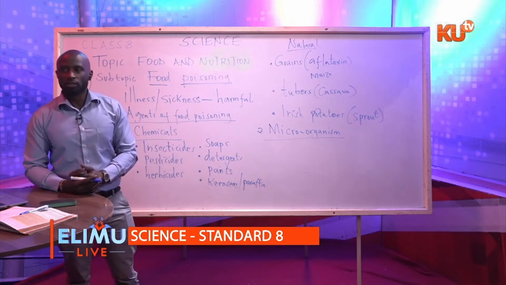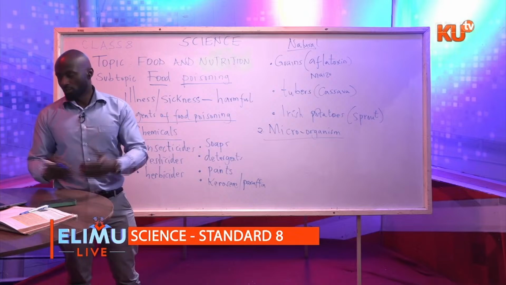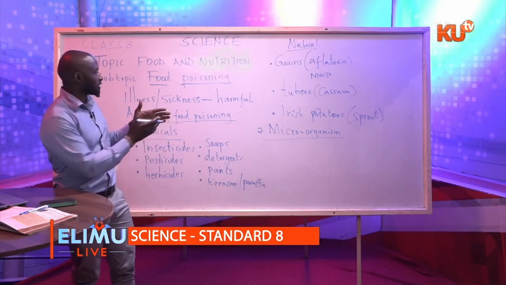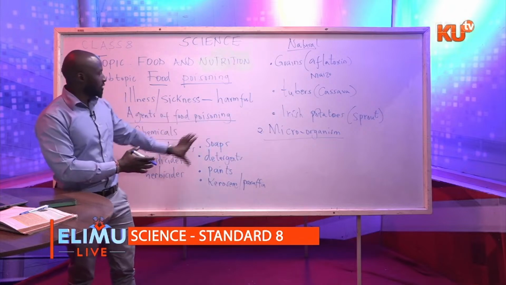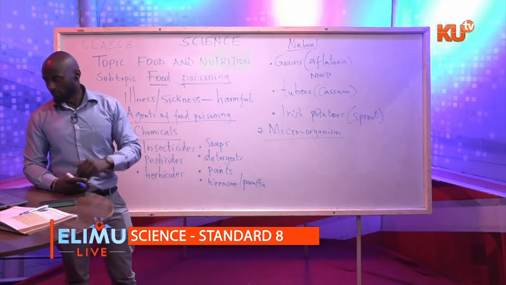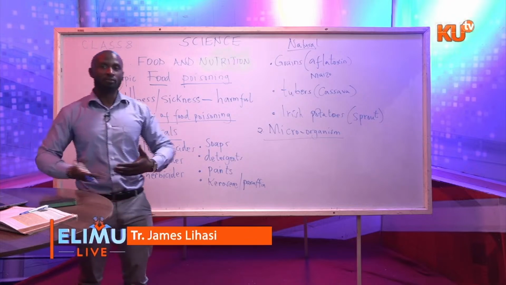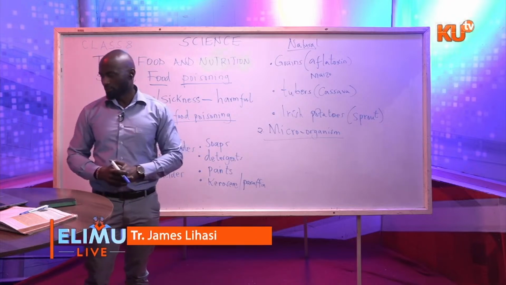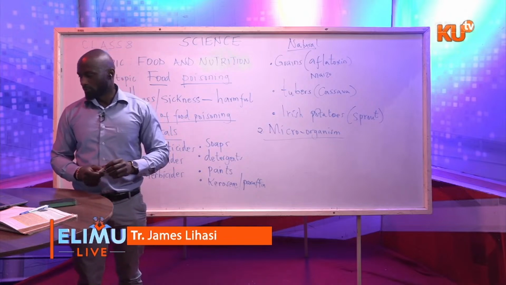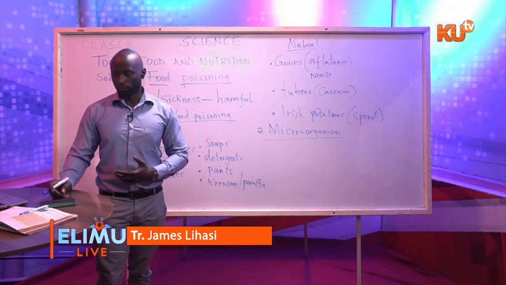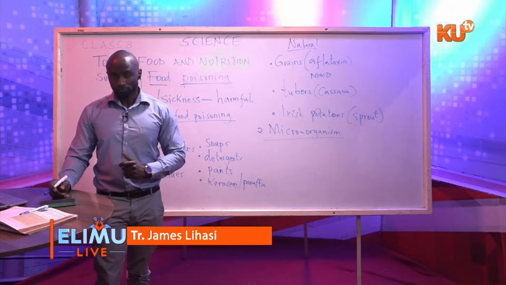So how do they get into the alimentary canal? Definitely through contaminated food that has been exposed to these harmful agents, and if it is consumed, they have the ability to multiply, and when they multiply, they will produce toxins that will cause abdominal pains.